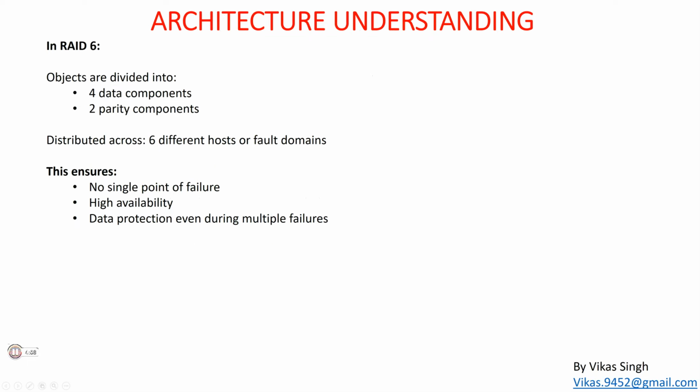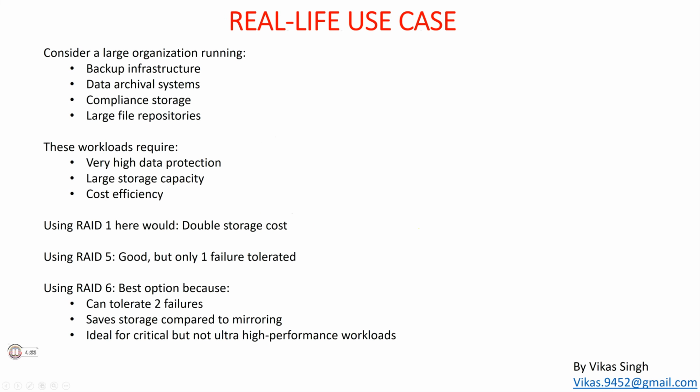So this is the architectural understanding about RAID 6. In RAID 6, objects are divided into four data components and two parity components. These are distributed across six different hosts or fault domains. This ensures no single point of failure for your data, high availability, and protection even during multiple failures, which is two. So let's talk about a real-world example.